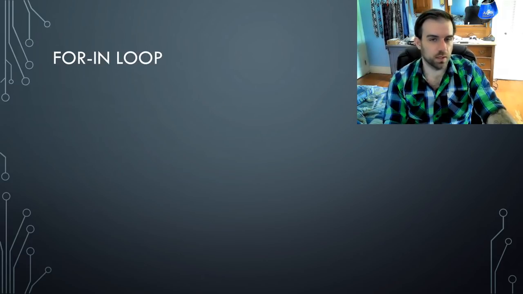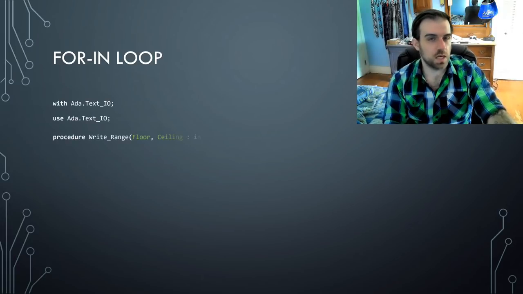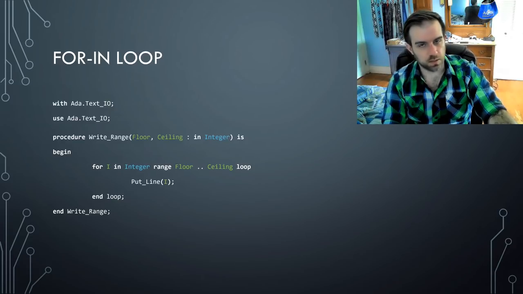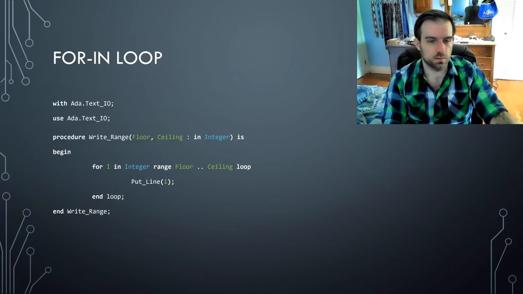Then we have a for-in loop. So this sort of takes advantage of the range membership test. As long as I is within the range of whatever you specify the floor and ceiling as, it will execute the loop. Otherwise, it goes to the end of it, and in this case there's nothing else to do, so it's done the program.